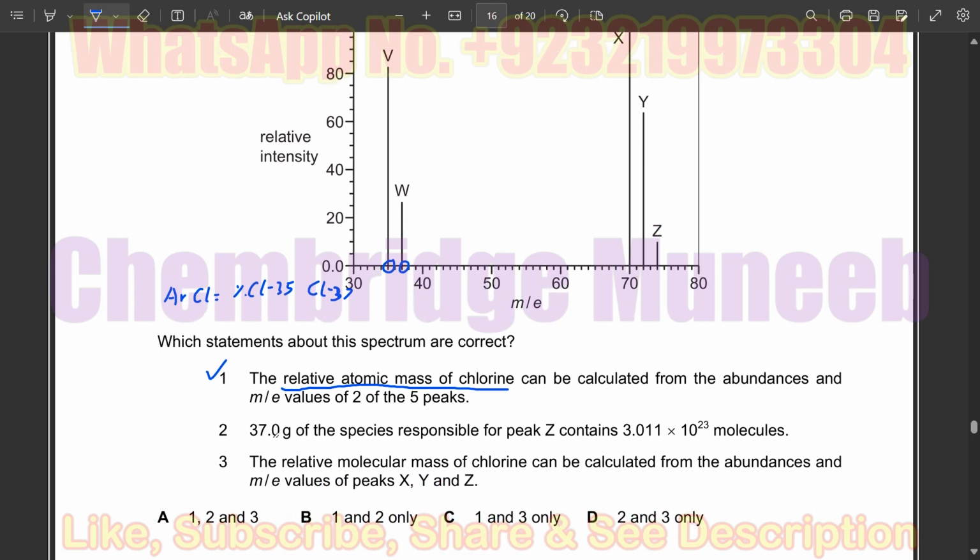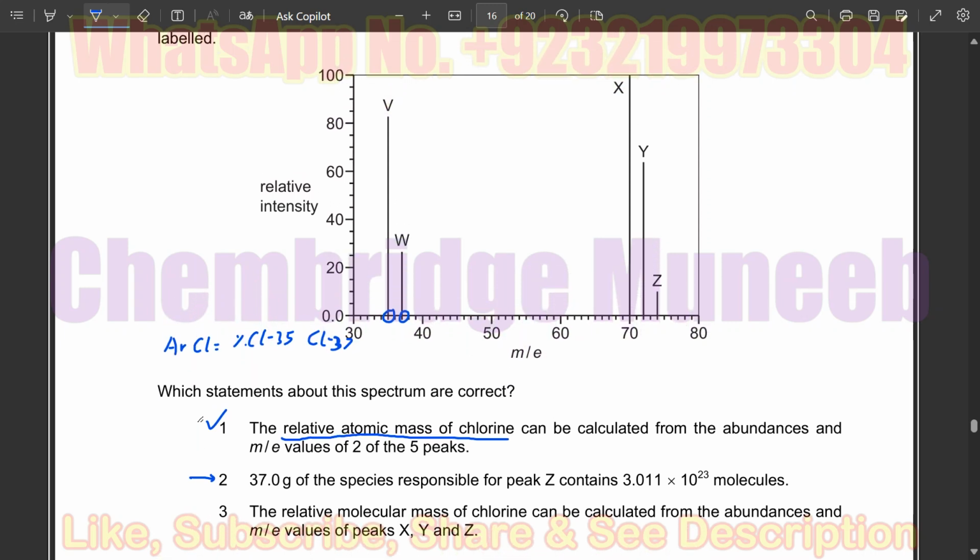Then option 2: 37 gram of the species responsible for peak Z contains 3.011 times 10 to the power 23 molecules, which means we have to calculate this. So 37 gram of peak Z, which means that peak Z is the one which has a mass of 72, since we know that we have a peak of 35 and a peak of 37, and this Z belongs to the peak of 37 and 37. Both isotopes are 37 each. So the mass is 72 over here.